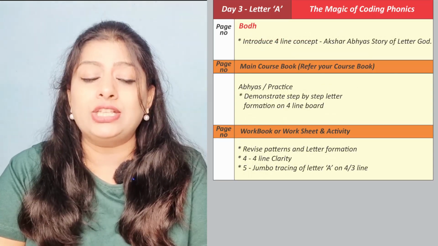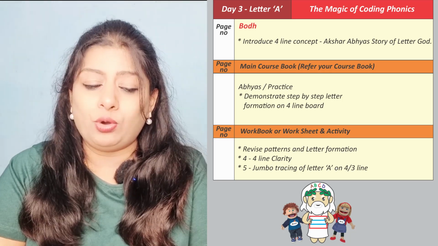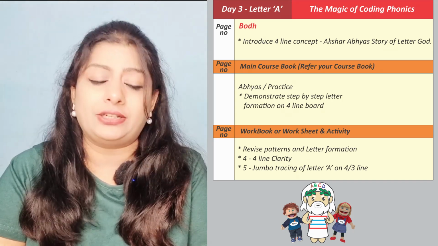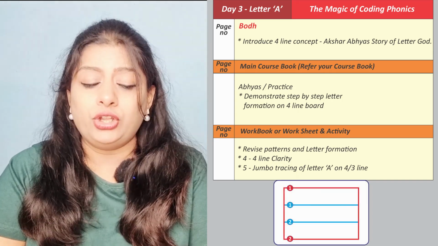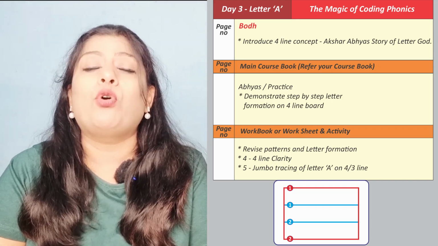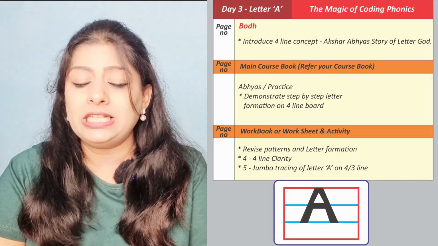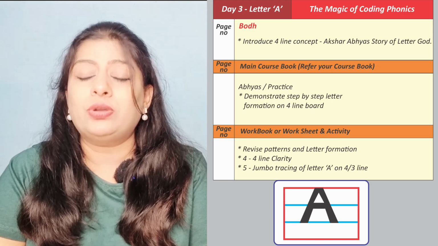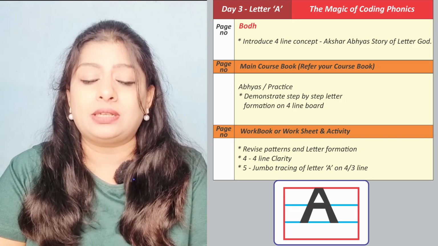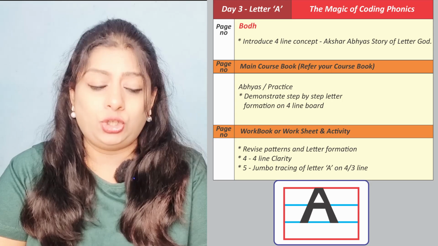The 3rd day is to continue the Bodh. Again, for Bodh we will introduce the 4-line concept through the Akshar Abhyas story of letter A. In your main course book, you can demonstrate the step-by-step letter formation on the 4-line board. And in any workbook, activity or worksheet, you can revise patterns and the letter formation. You can gain more clarity on the 4-line concept, and you can start with writing or tracing letter A as class work. You can do it for 2 lines.